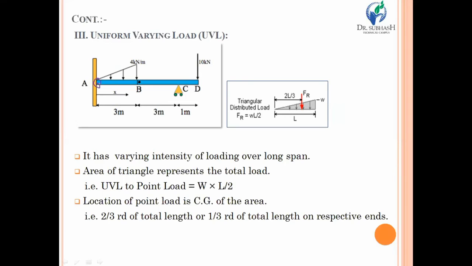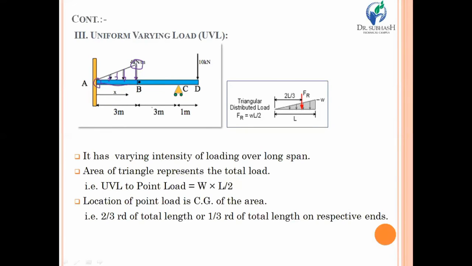If you are moving from A to B, the intensity of that particular load is increasing uniformly, step by step. You can easily see from the figure of section AB. Over here, there is 0 kilonewton per meter, but at the point B or section B, there is 4 kilonewton per meter. So in that way, the load is going to be increased. And if you are finding such type of intensity of loading over any beam, then that will be the uniformly varying load.